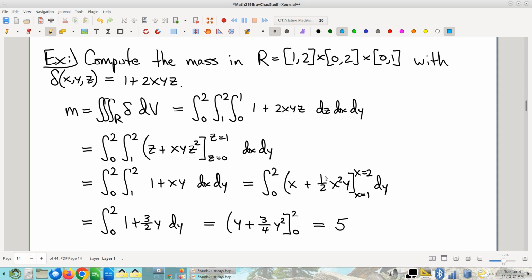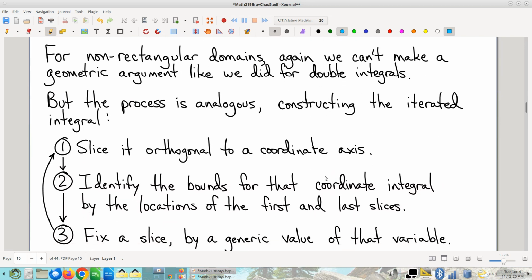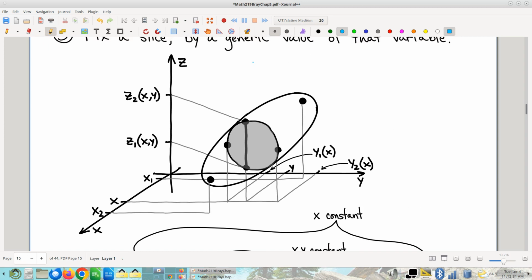Alrighty, so now on with the fun stuff. What do you do when your domain's not a rectangle? What do you do if you want to add up mass, for example, over some sort of lump like this instead of a rectangular box? And how are you going to deal with the lumpiness, the non-rectangularness of that domain?